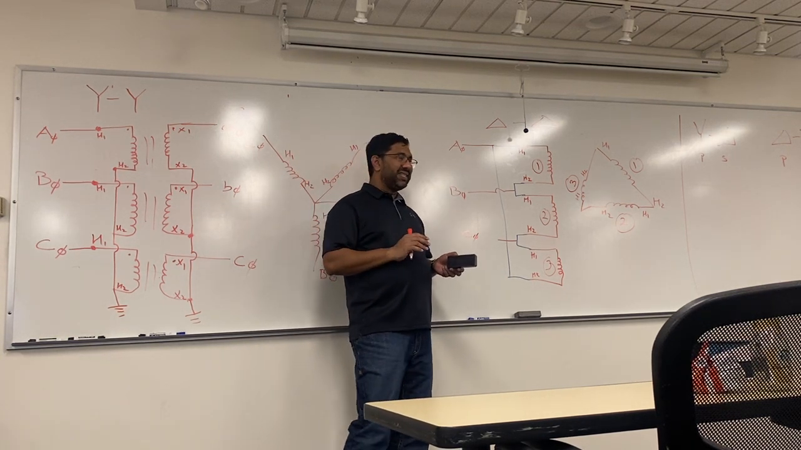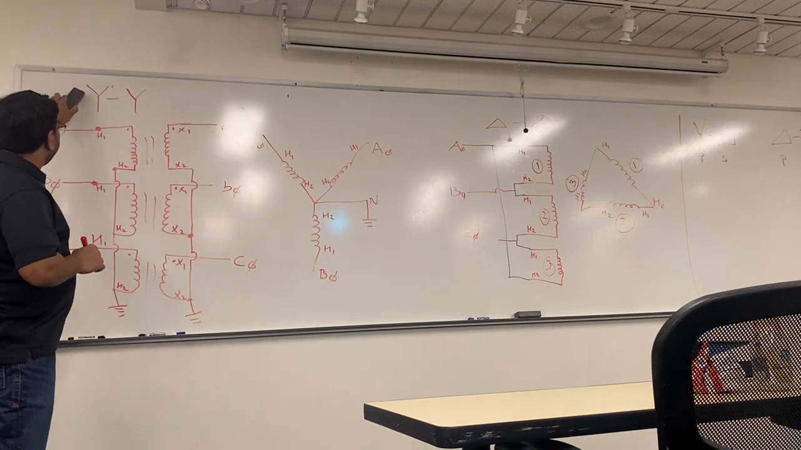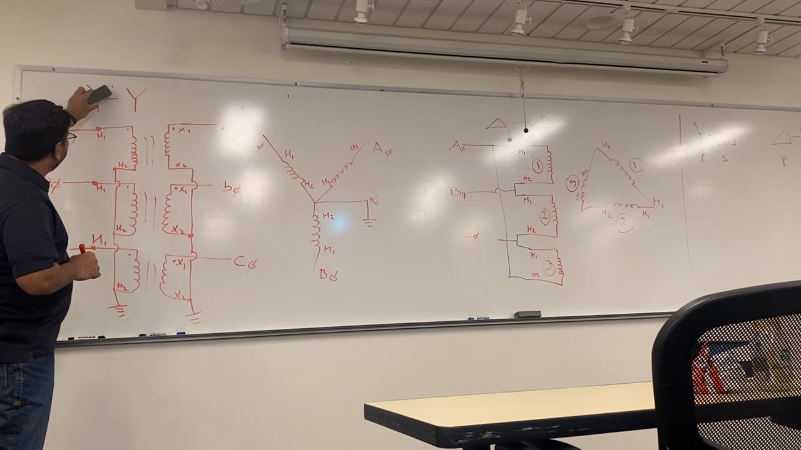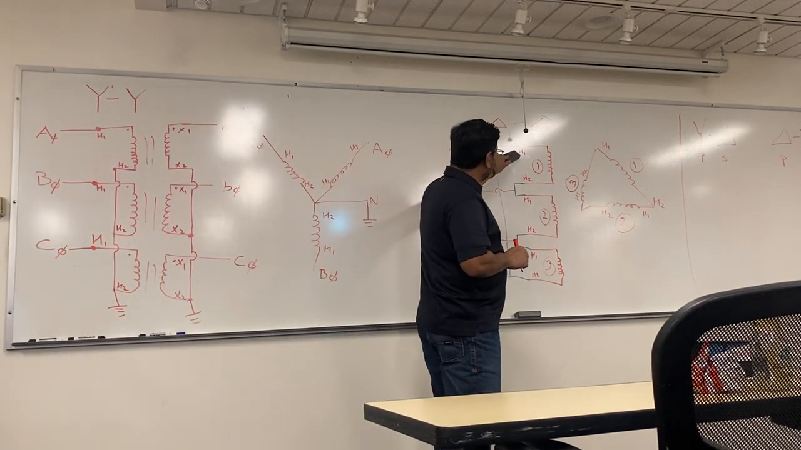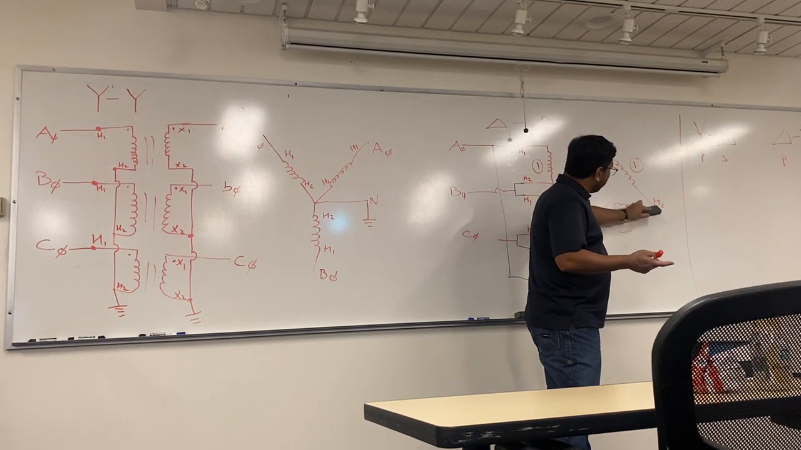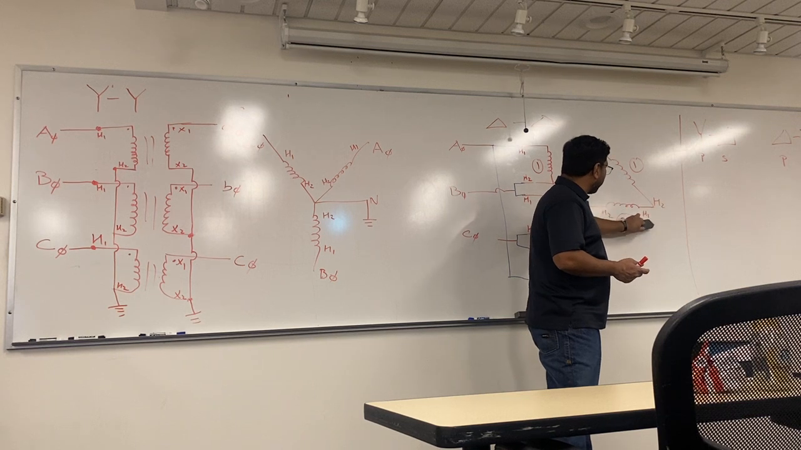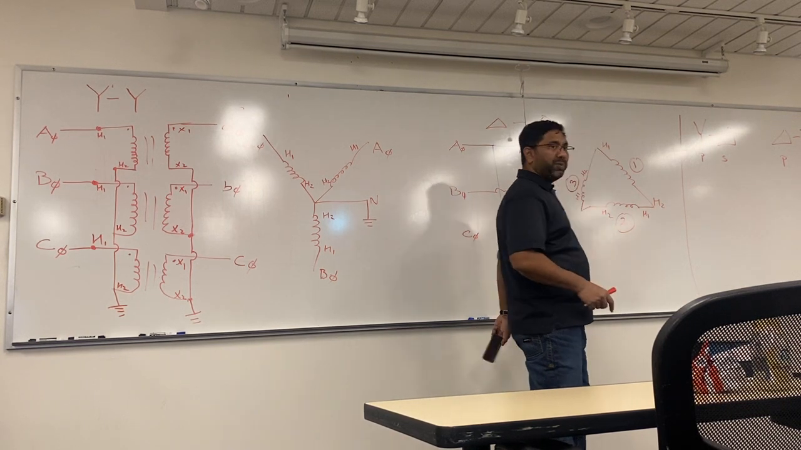So think about this, a Y system, you have 1, 2, 3, and the joint of that is what you actually make into a neutral, right? Here, what did you end up doing? H1 was connected to H2, so you lost that connection. H1 and H2 is the winding. H2 got connected to H1 here, H2 got connected to H1 here. So there's no possibility of a neutral.